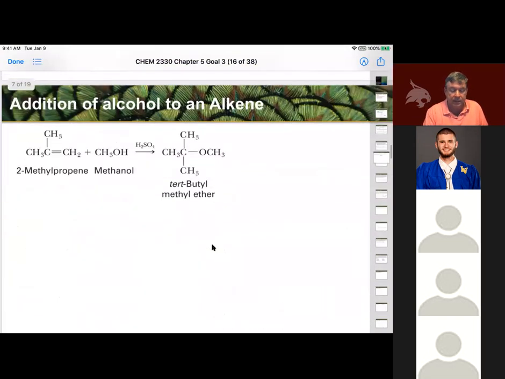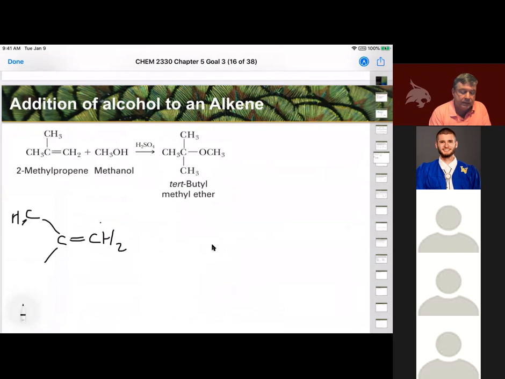Let's look at that stepwise. Let's add something else across it, stepwise, just to see if it can work. This is similar to a hydration, except instead of water, we're going to use methanol as our reagent. The reason this works is that we can do all the same steps as before and just have a slightly different Lewis base do the attack. So this is our reagent right here.